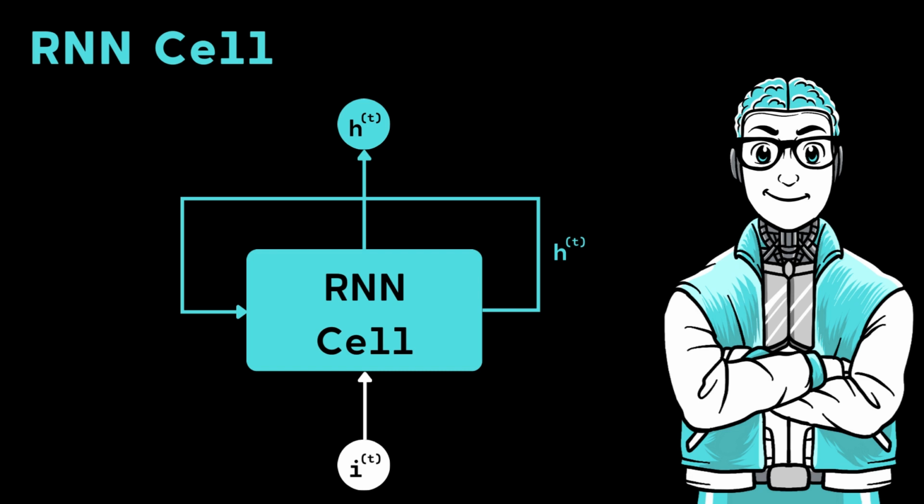Let's look at the cell at time t. The cell gets a normal input and generates an output. The output represents at the same time the hidden state. Due to the feedback loop, the hidden state is passed through time and is another input of the cell in the next time step.